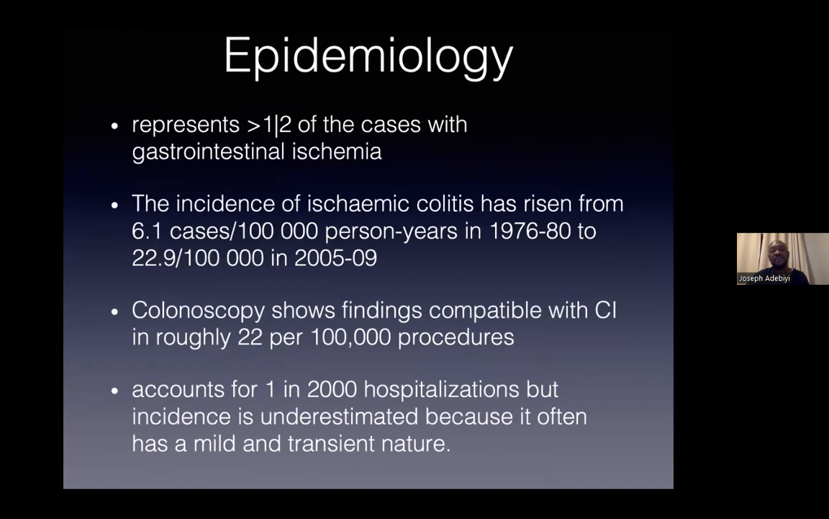More than half of patients who present with gastrointestinal ischemia will have ischemic colitis. It's been described in about 6.1 cases per 100,000 person-years, which was initially in the 70s, but the numbers have actually increased, in keeping with the predilection for older people. When you do colonoscopies, it's been found in about 22 out of 100,000 colonoscopic procedures. And in tertiary centers, it's about 1 in 2,000 hospital admissions.